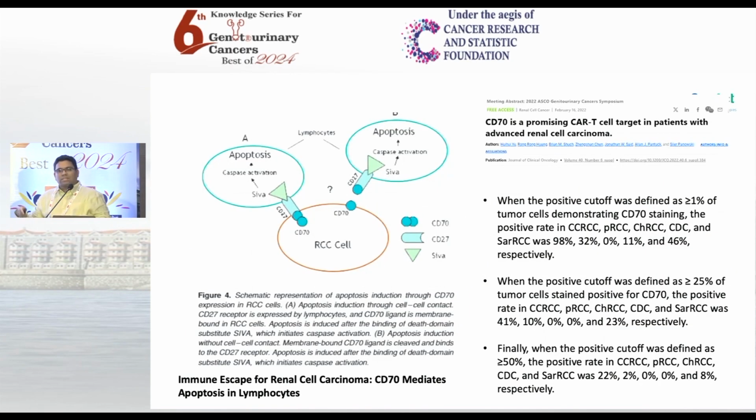Now, what is this data and how many patients have CD70 positive? Remember, whenever you do CAR-T, 1% positive or 10% positive does not have a meaning. It is worthwhile doing it when you have 50 or 60% of the cells positive. If you look at clear cell RCC, with the definition here of 1% positive, nearly 98% of the patients would have CD70 expression. If you look at the definition of more than 25%, then nearly 41% of your clear cell RCC would have CD70 positive classification. If you put the cutoff at 50%, this number drops to 22%.